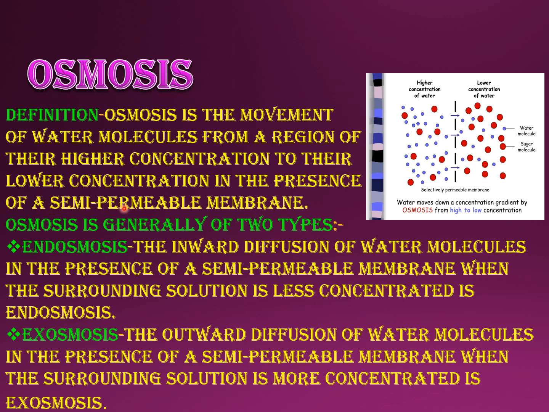We all know that plant cells have a semi-permeable membrane in their cells, that is the plasma membrane, the second layer. So water molecules from the soil are entering into the roots because of this semi-permeable membrane and this concentrated cell sap.